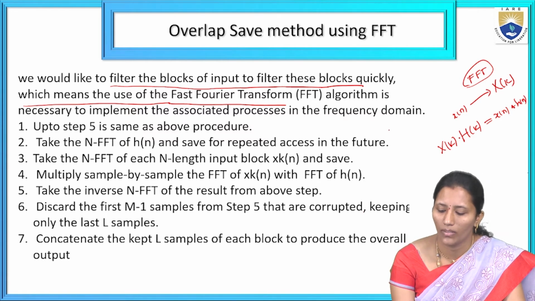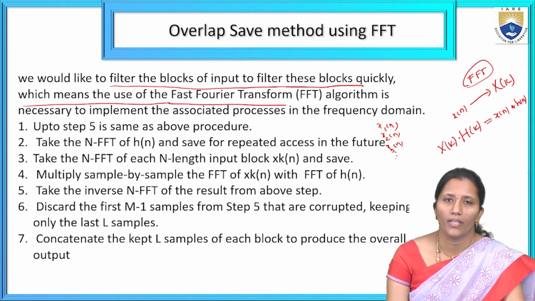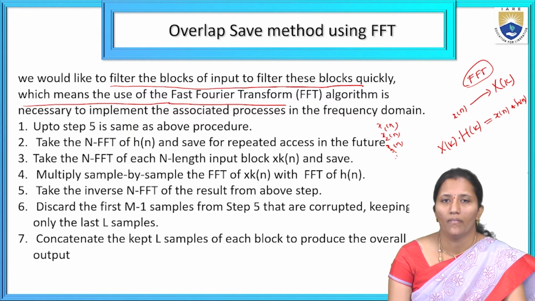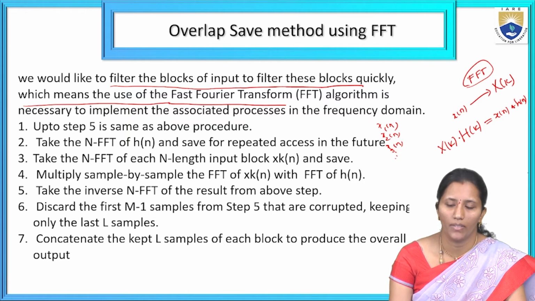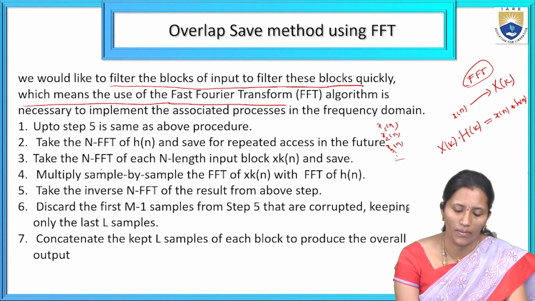that is, up to the segmentation process: x1 of n, x2 of n, x3 of n. The procedure will be the same. For x1 of n, we get m minus 1 zeros and next L bits from x of n. For x2 of n, the last m minus 1 bits will come to the first bits of x2 of n, followed by the L bits. Like that we segment the input. This is the same procedure we discussed in the previous slides.